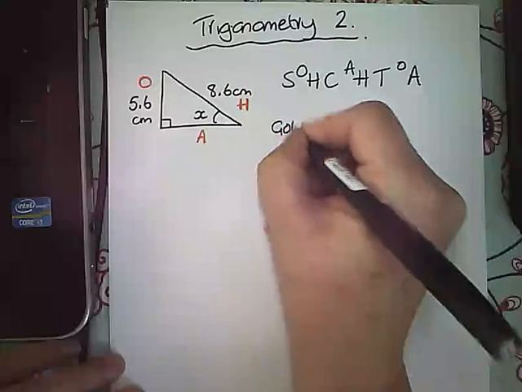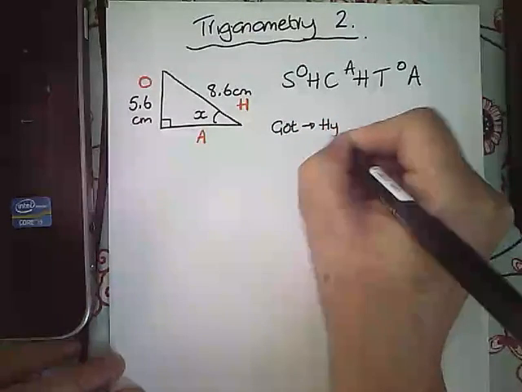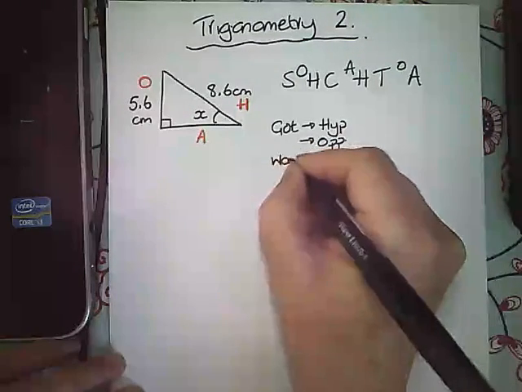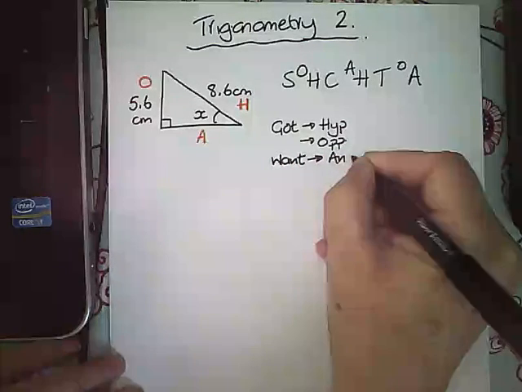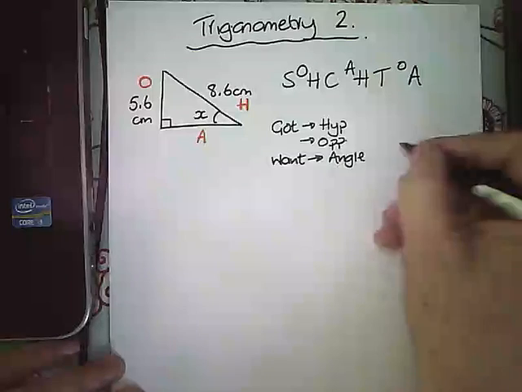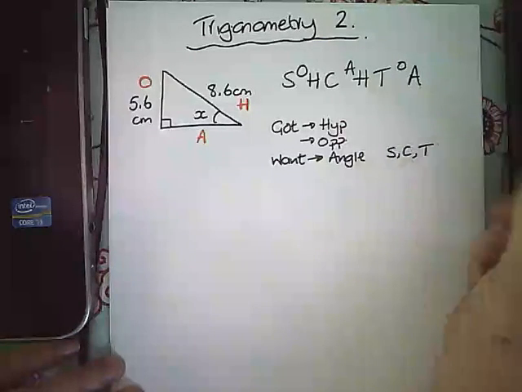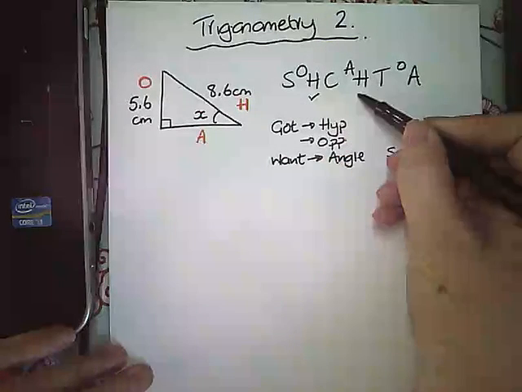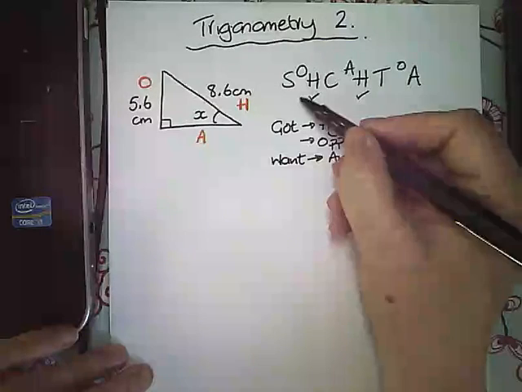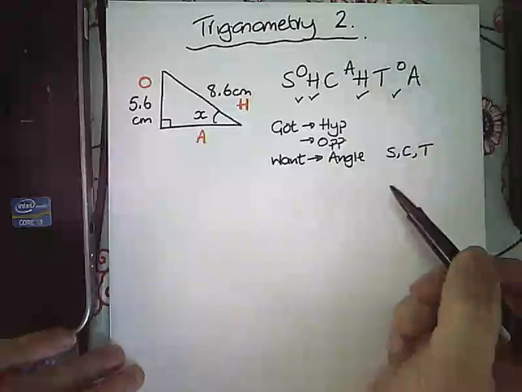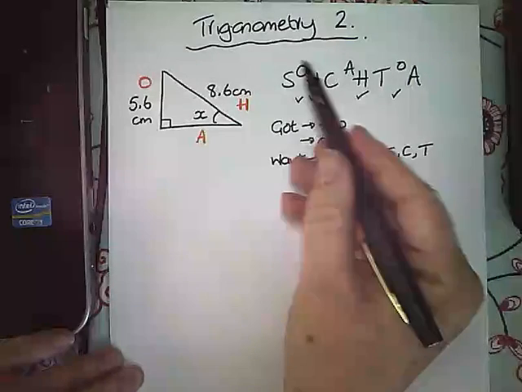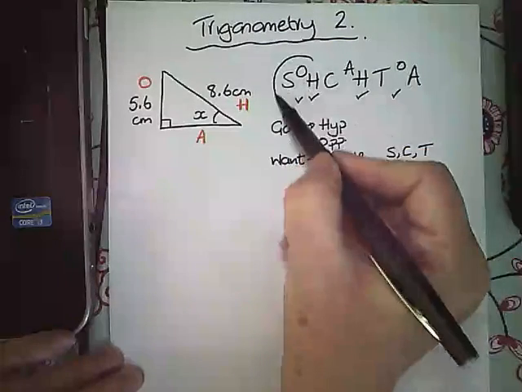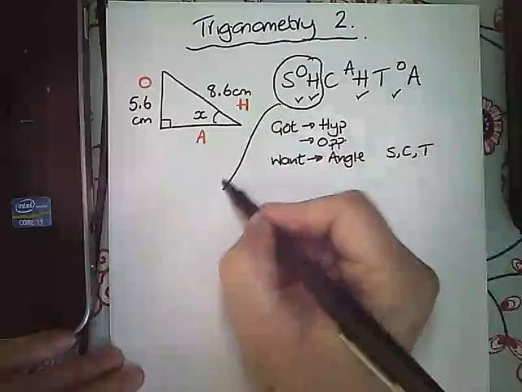We have got the hypotenuse, we have got the opposite, and we want the angle. That means we want something related to the S, the C, or the T. So tick off the things that we have got. We have got the hypotenuse, ticking this one and this one. We've also got the opposite, this one and this one, and we want to find the angle. Now the only triplet out of these three which has got two things ticked is the sine triplet, so that is the one we're going to use.